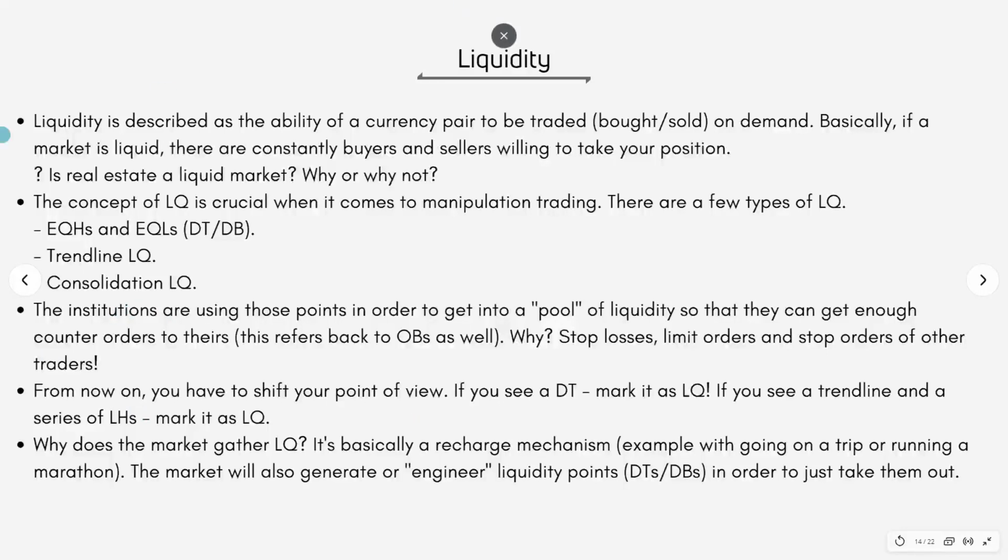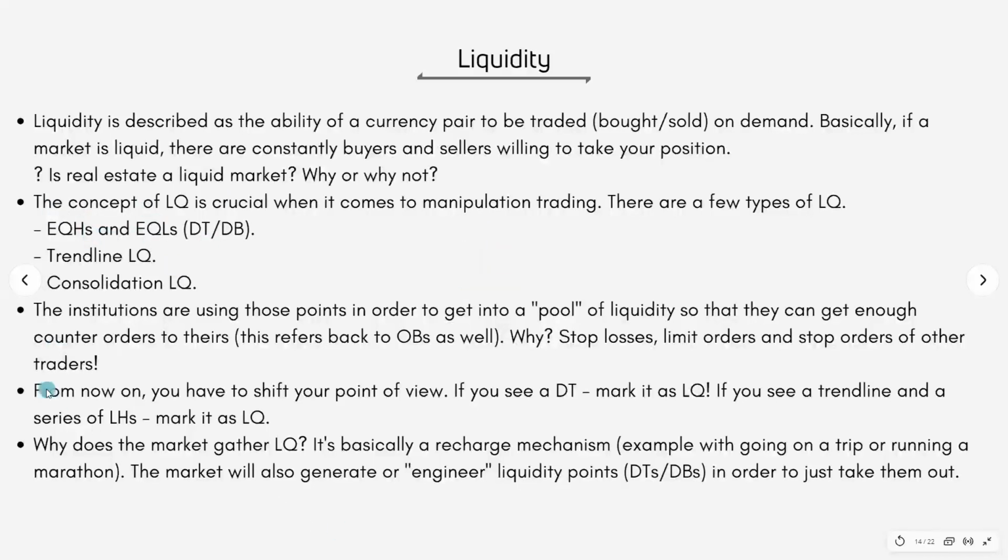So if I just take the tool, if you have a push and a pullback, above this high there will be stop losses, above this high there will be buy stops, and above this high there will be new orders. So above every high and low, there is liquidity. But the more highs and the more lows, the more liquidity there is. That's why we look for equal highs and equal lows.